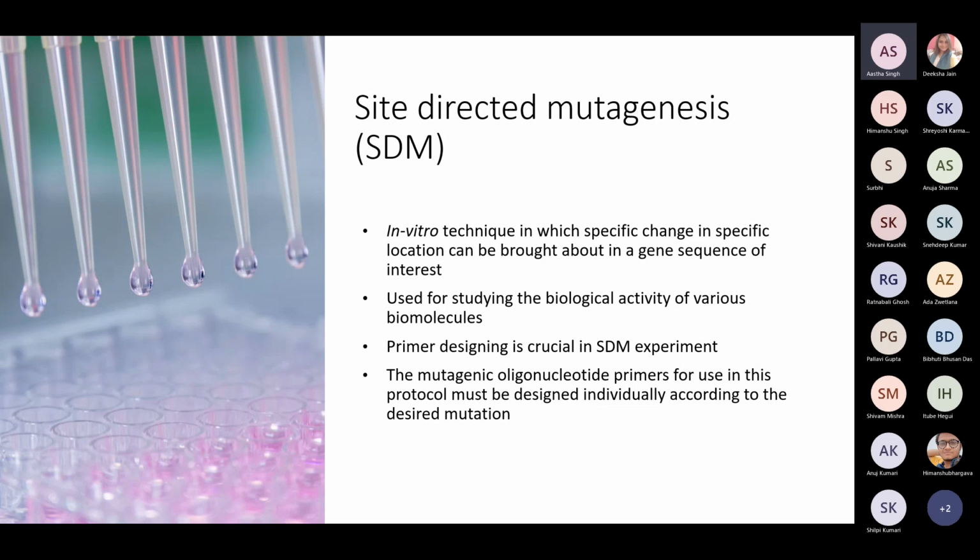Primer designing for SDM experiment is a very crucial step, and it is the initial step although, but I believe it is the most important step. If you do not design primers carefully, you are going to have much trouble while doing the experiments, right? So the mutagenic oligonucleotide primers for this protocol must be designed individually according to the desired mutation, right?